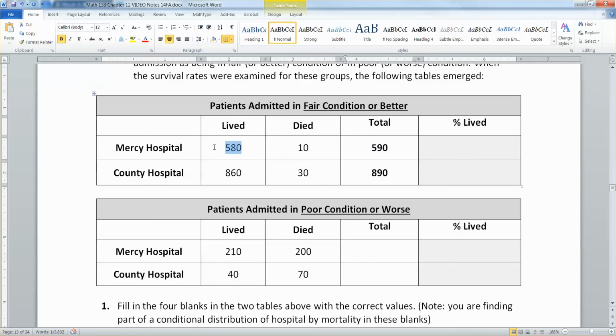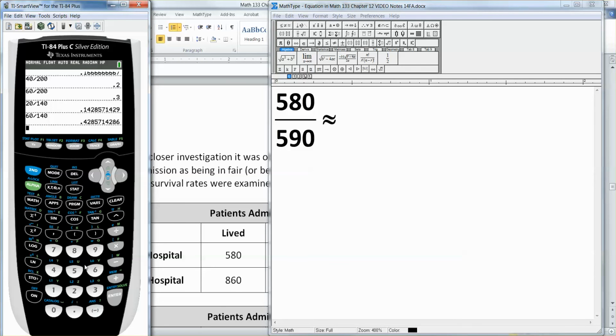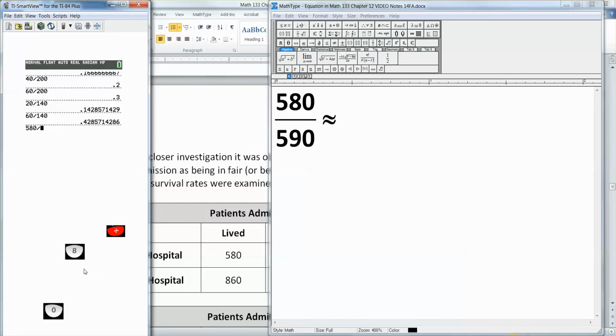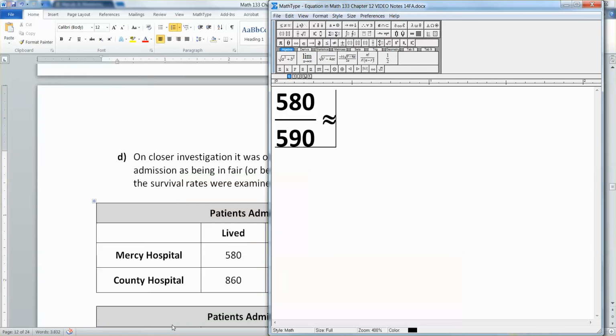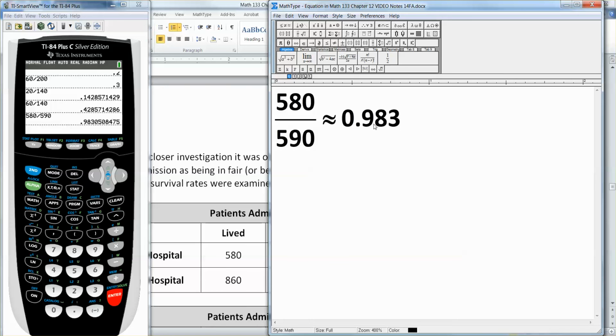Now, what percentage of them live? That would be 580 divided by 590. Let's go find what that is. There's the calculator. So if I take 580 and divide it by 590, I get 0.983, which is about 98.3%.